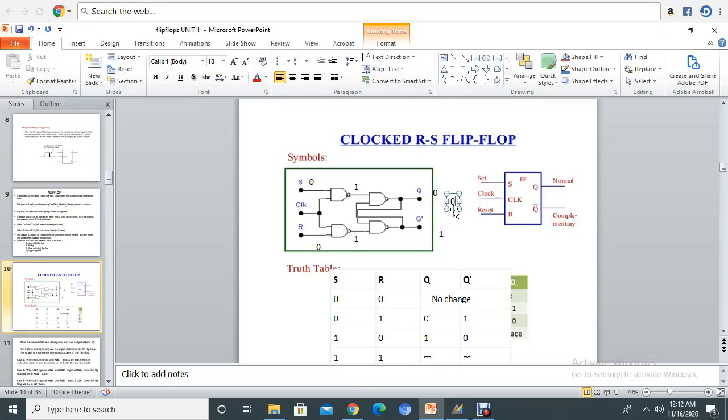So now we are getting the output Q is equal to 0. In the previous case also Q is equal to 0. So when you apply S is equal to 0, R is equal to 0, then there is no change in the output. If you take Q is equal to 1, after applying clock pulse, you will get the same 1. So when S is equal to 0, R is equal to 0, there is no change. Next I am applying S is equal to 0, R is equal to 1.